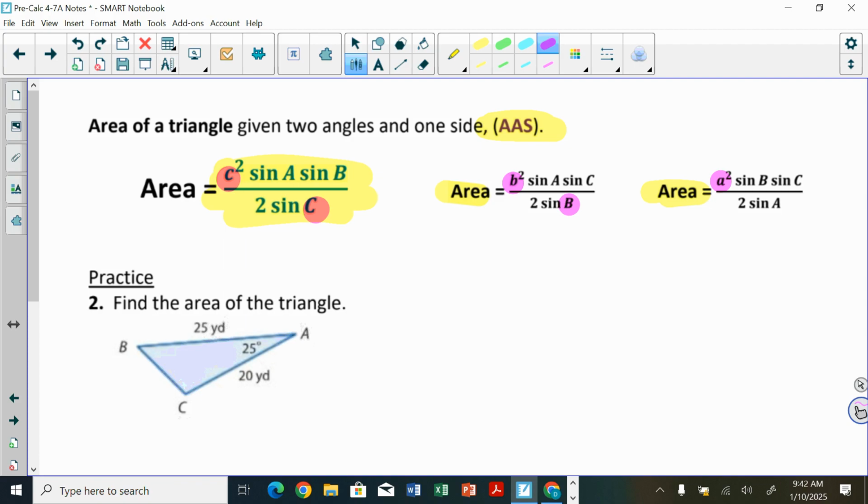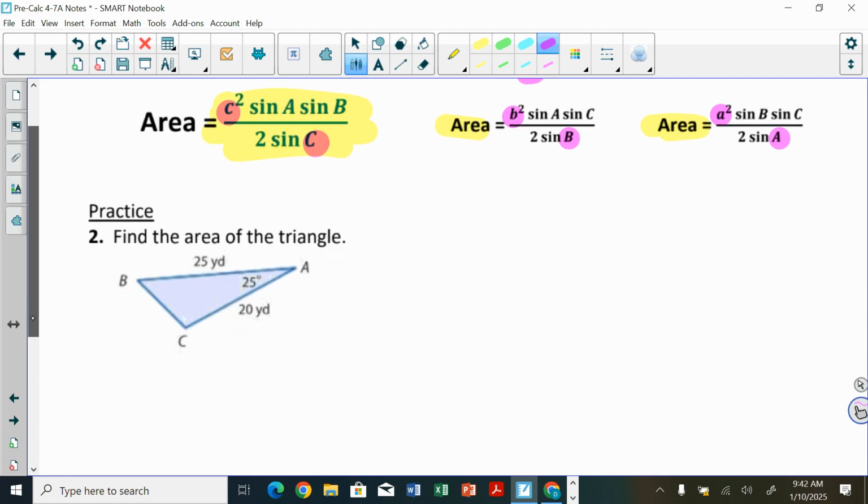Same thing here with A, the side A being squared on the top, and angle A on the bottom. Because remember, we only have 1 side in angle, angle, side. All right, so let's find these areas based on what we know. So find the area of the triangle.